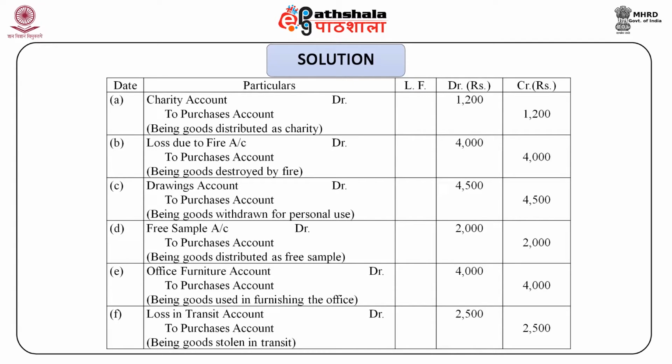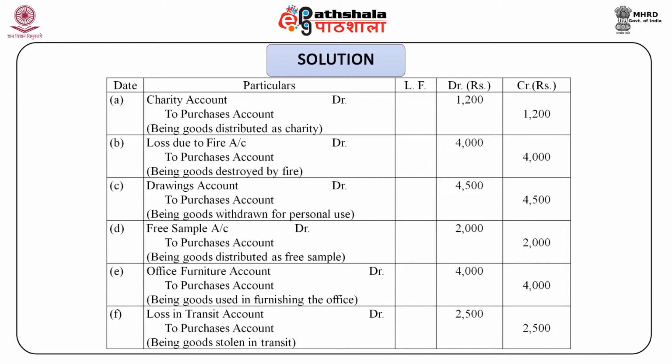C. Goods withdrawn for personal use. Sale price 6000, cost rupees 4500. The entry will be drawings account debited by 4500 rupees to purchases account, as the goods are withdrawn for personal use. D. Goods costing rupees 2000 distributed as free sample. The entry will be free sample account debited by 2000 rupees to purchases account, as the goods have been distributed as free sample.